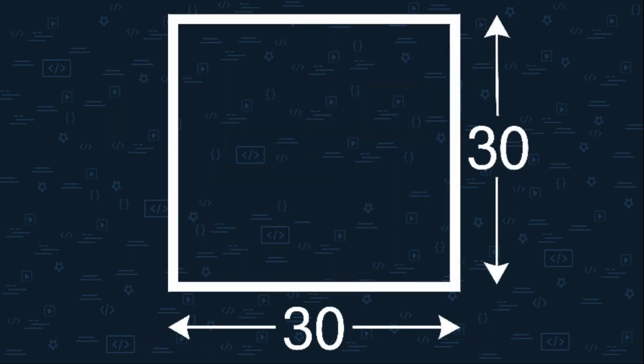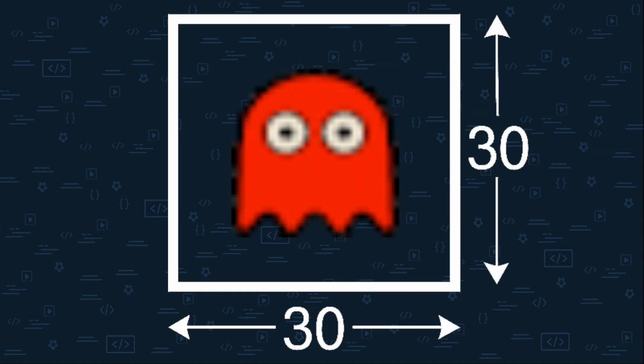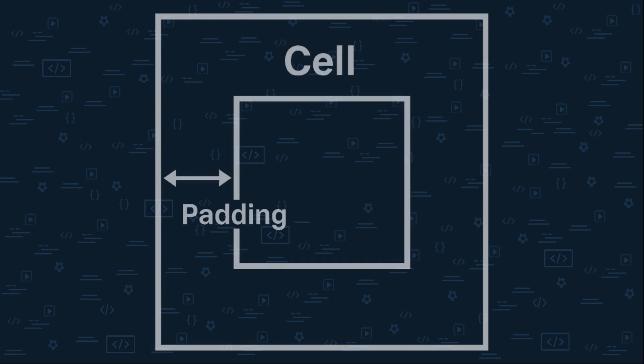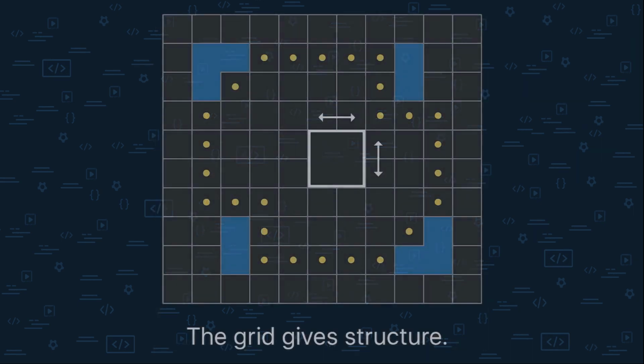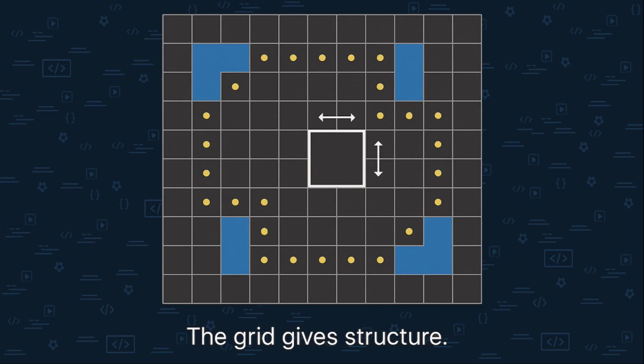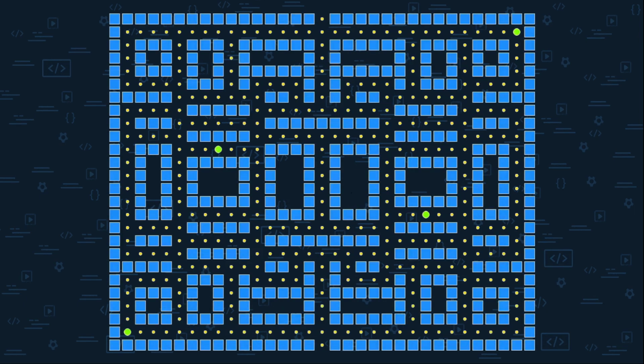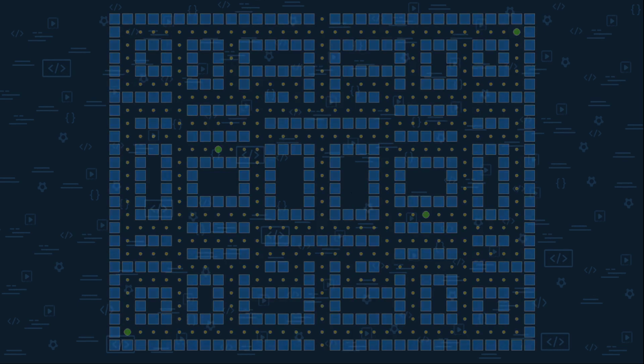This cell size also helps us plan how large to draw each tile, like walls, pellets, and power pellets. To make everything look clean and well aligned, we'll draw those shapes slightly smaller than the cell, just enough to leave room for padding and spacing inside each tile. So in short, the grid gives structure to the entire game, and the cell size you choose has a big impact on how your game looks, plays, and feels.